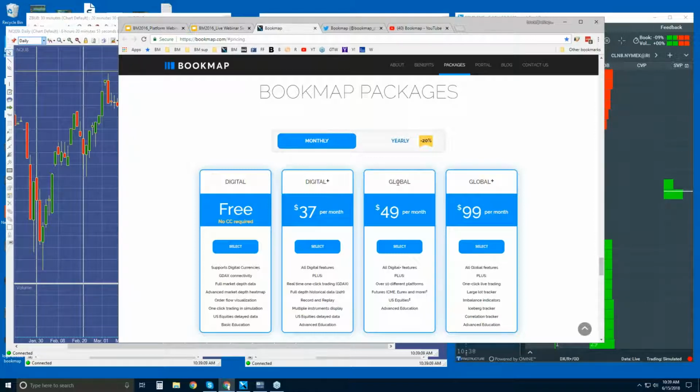Now, the global version. The global version includes connectivity to the GDAX exchange. Okay, everything in Digital Plus here. But in addition, what you get with Globex is the ability to connect to the futures market and the U.S. equities. Okay, the global version, or Global Plus version here, this allows you to connect to U.S. equities and the futures markets, but you also get the add-on indicators here.